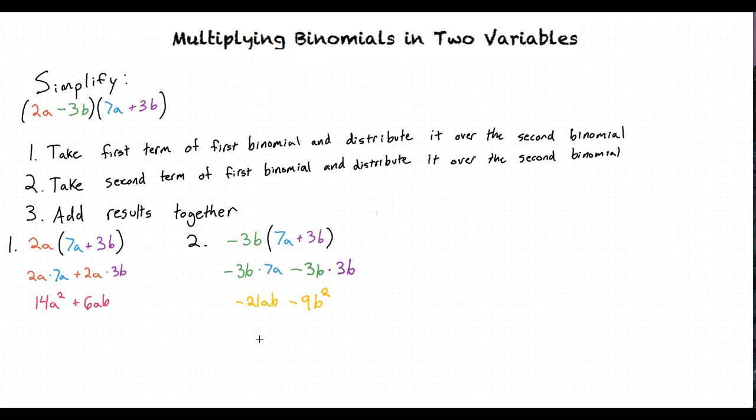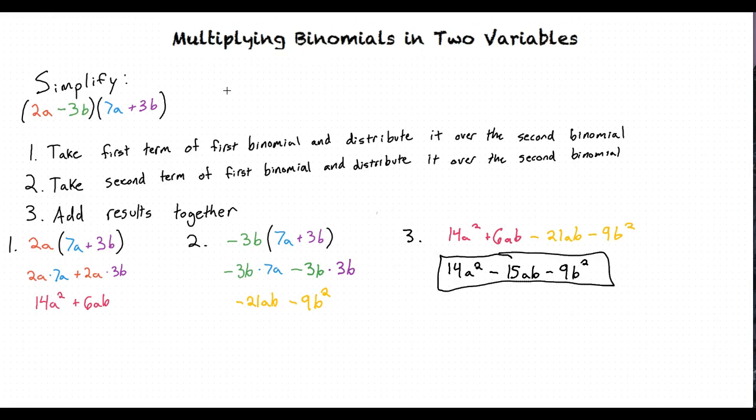The final step is to take these two results and add them together. When we do this, we get 14a squared plus 6ab minus 21ab minus 9b squared. In order to simplify this further, we need to combine like terms. In this case, 6ab and negative 21ab are our only like terms, and so when we combine those, we get 14a squared minus 15ab minus 9b squared, which is our final answer.